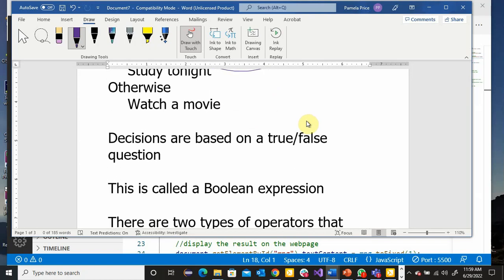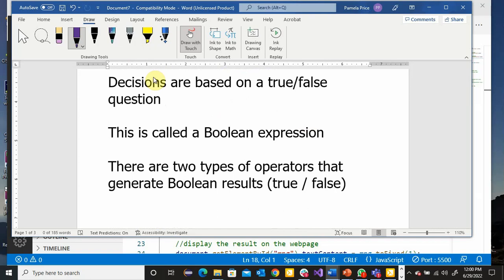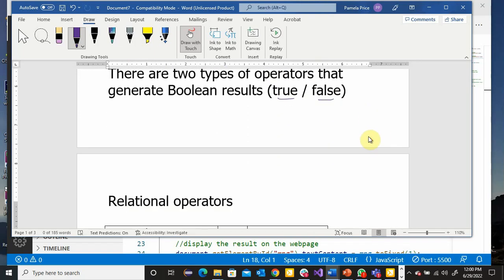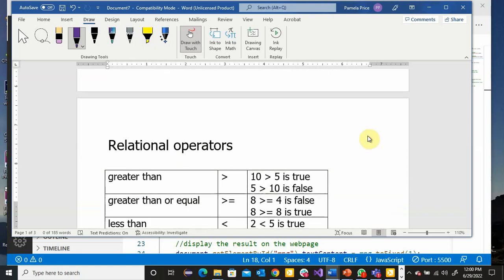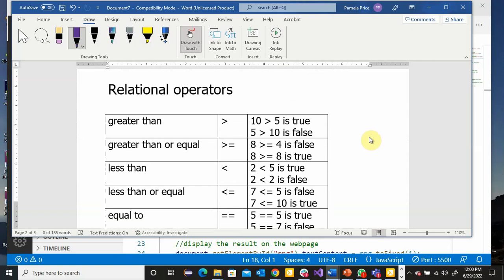And in programming, these questions are called Boolean expressions. So a Boolean expression is an expression that results in an answer of true or false. And true and false are keywords in programming languages that have meaning. So Boolean expressions are generated by what's called relational operators.